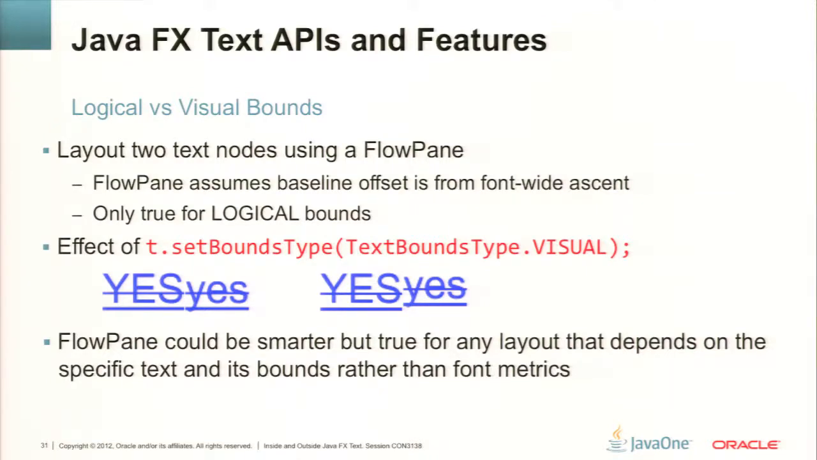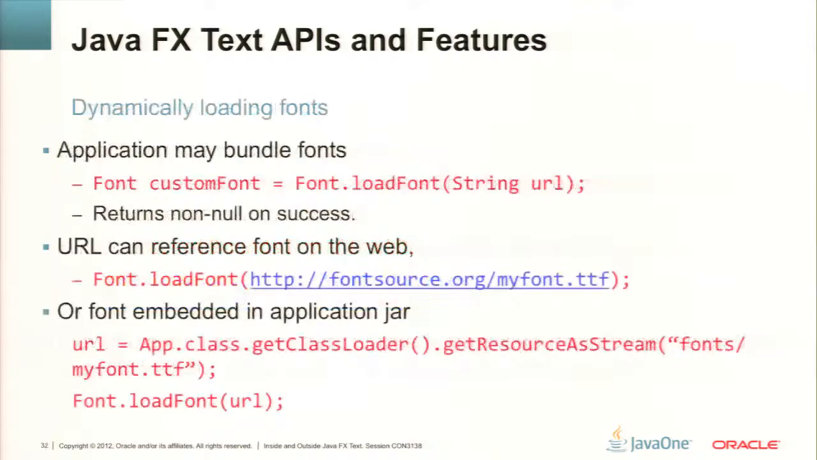So it could be argued as a bug, could be argued that we should try to either make flow pane or baseline offset adjust. But I'm really just trying to get across the point that visual bounds isn't necessarily the thing you want for aligning text.